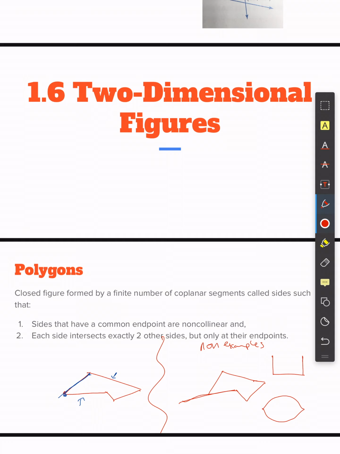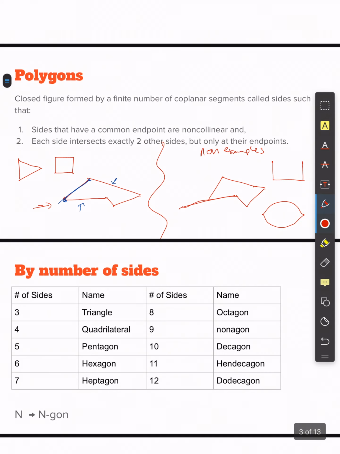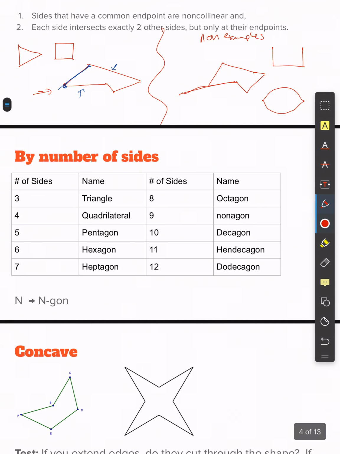So we're looking for straight edges, okay, like a triangle would work, right? A square would work, a rectangle would work, a pentagon would work, and even these types of shapes here would work. But again, straight lines, sides that have a common endpoint are non-collinear. Each side intersects exactly two other sides, but only at the endpoint. Okay, so that's polygons. If you want to look at more examples and non-examples, there's some on page 56.